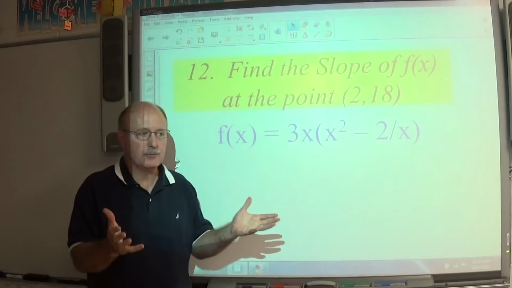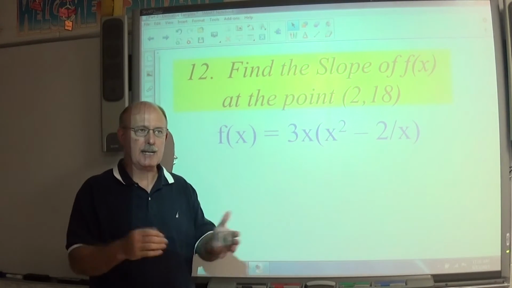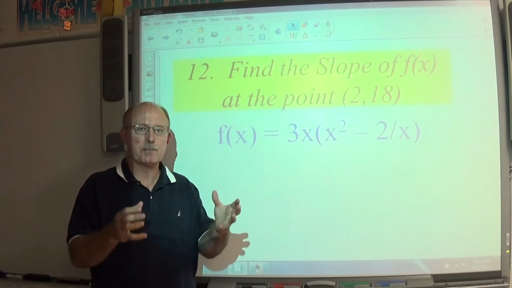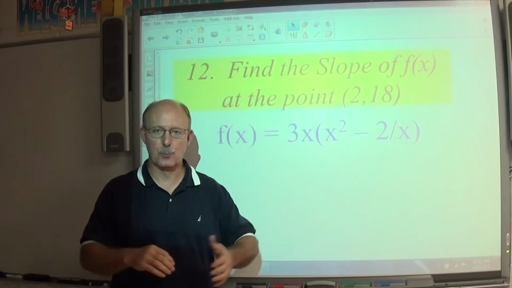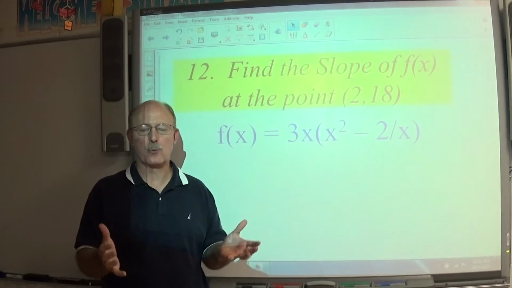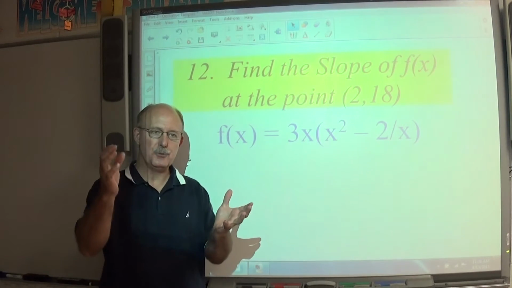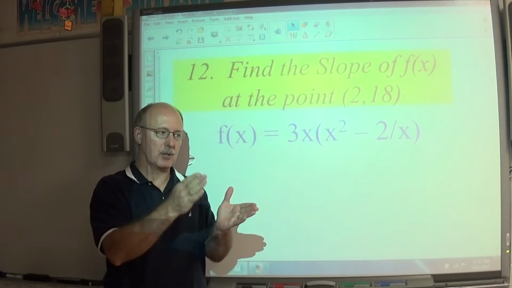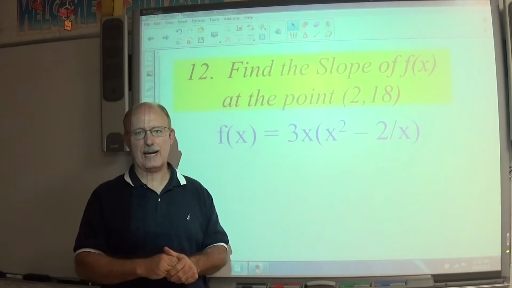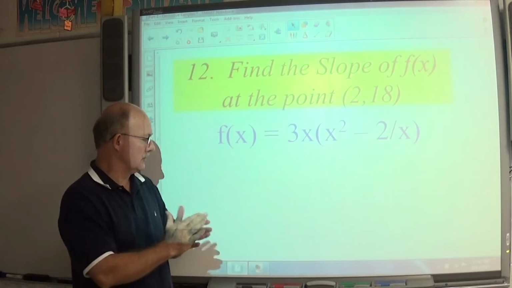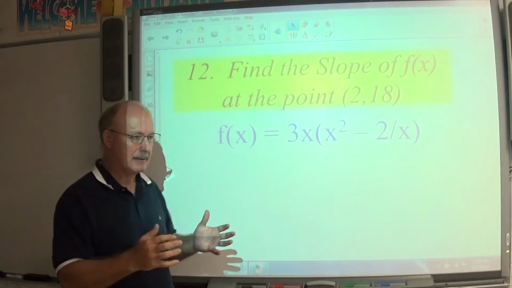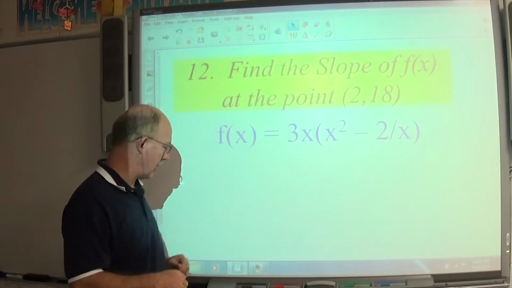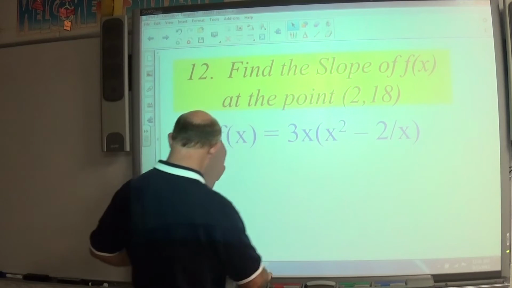Now, a lot of times with these problems, the hardest part is getting it in the right form, so we can take the derivative and use the general power rule. Remember, the general power rule uses the exponent times the coefficient, and you subtract 1 from your exponent. So typically with a lot of problems, we're going to have to rewrite them in exponential form. Now this problem right here, we just have to do a little multiplication.